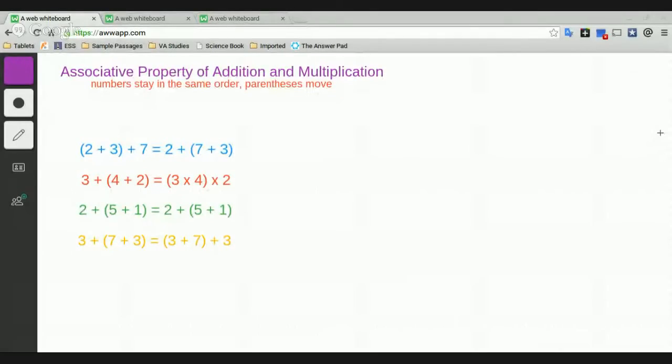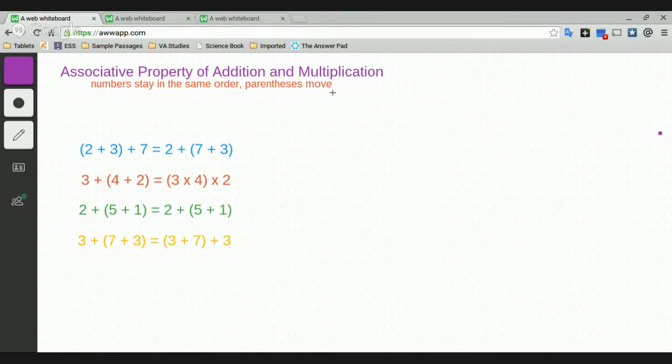Alrighty, here we go. So we're going to learn about the associative property of addition and multiplication. It's pretty easy, pretty straightforward. What you should write down on your paper is obviously the title, associative property of multiplication, and that the numbers stay in the order, but the parentheses move. So if you need to, pause it here so you can write that down. And we're going to work through some examples.